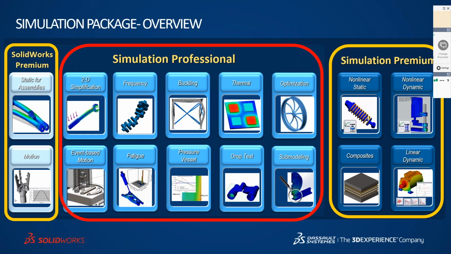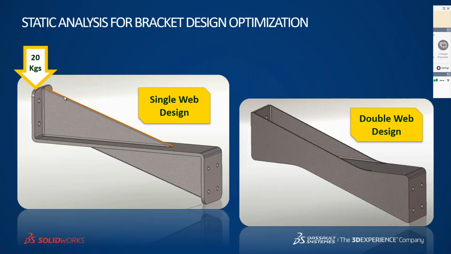Okay, now let's go into the subject. I will start with the static analysis on a bracket. You can see two brackets here. One is the single web design, another one is the double web design. The design is similar, the only difference is that there is a single web here, and on the other side is the double web. I will apply 20 kg of force load on one side, and the other side will be fixed on the wall. Let's see how this reacts.